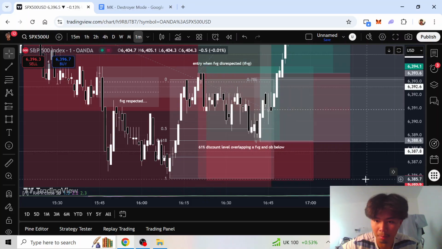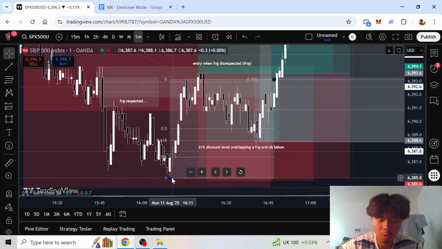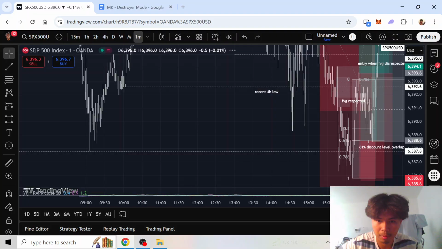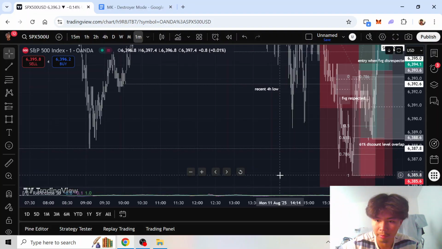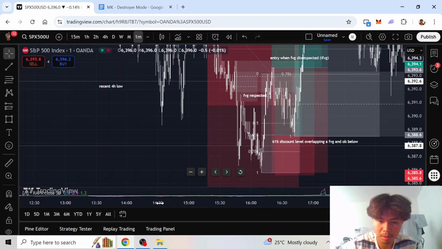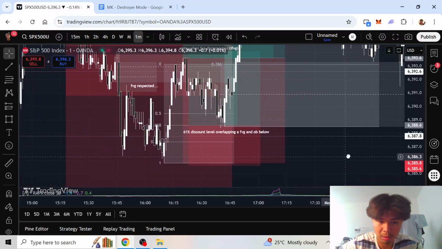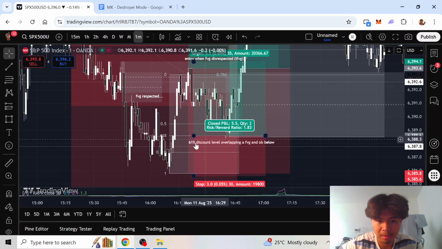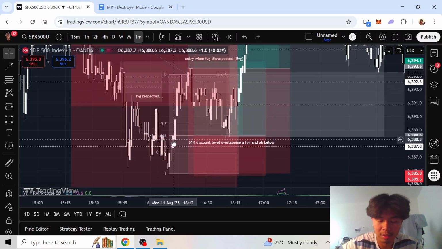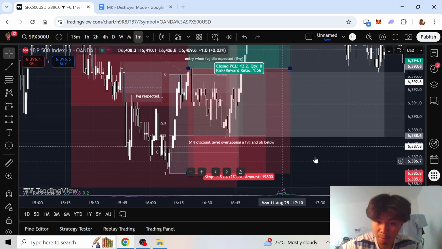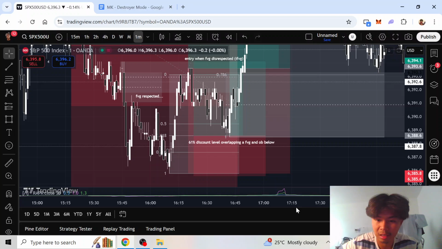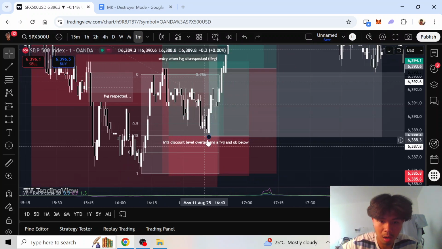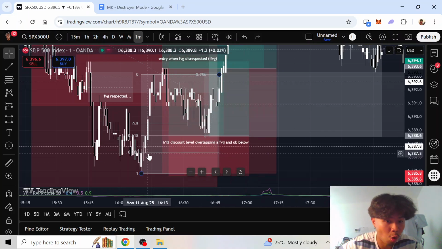The target was a bit dumb, but basically I saw a liquidity sweep over here, and also the stop hunt, another liquidity sweep. So I was waiting for it to go back to the 61% level, which is the OTE. If you know what OTE is, then do your research. It hunted at this level, the 61% discount level, overlapping with a fair value gap and the order block below.